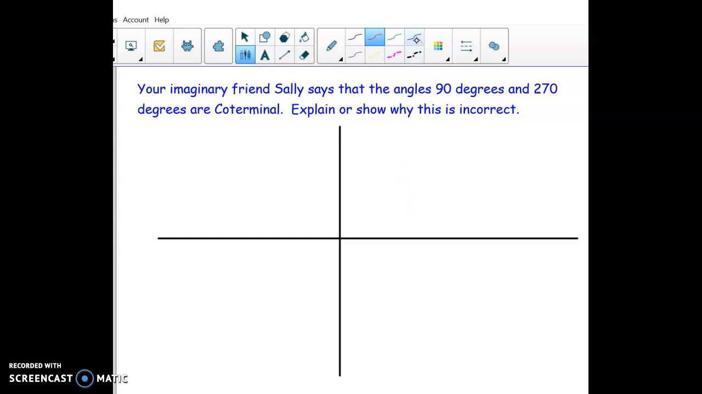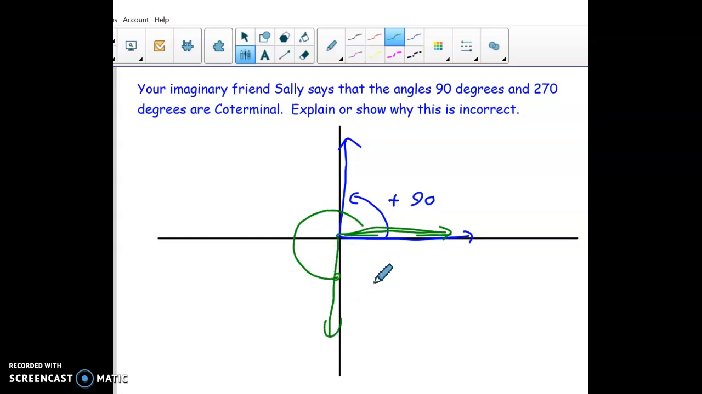All right, so the best way I think to explain it is to draw a picture. A 90-degree angle would be that, positive 90. And then a positive 720 is not coterminal because it doesn't end up at the same spot. So if we draw 270, I go up 90, 180, 270. Sorry I didn't draw that super well, but that would be a positive 270, and you can see that they're not coterminal and they don't end up at the same spot.